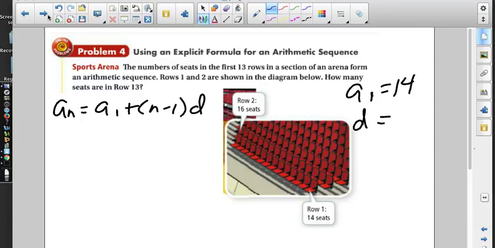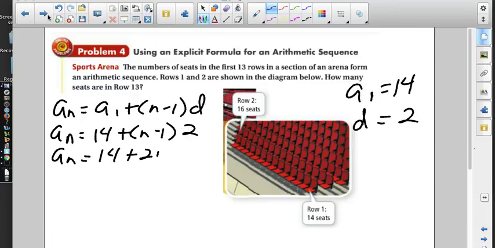Do we know or can we find the common difference? 2. How'd you get it? 14 plus 2 equals 16. Difference between row 1 and row 2. Well, let's write the formula. And again, we're going to simplify. That's just part of the process. There it is. Not done though.